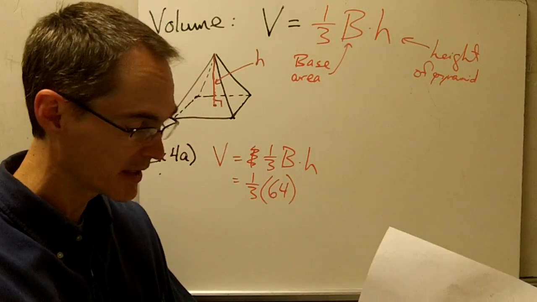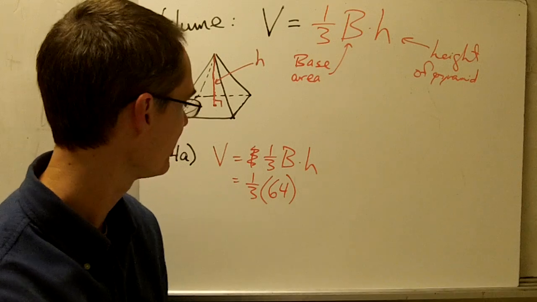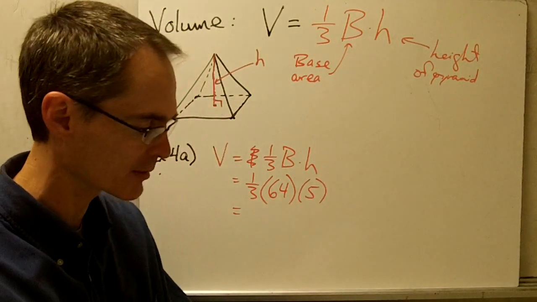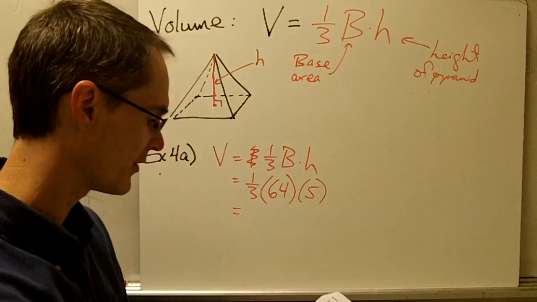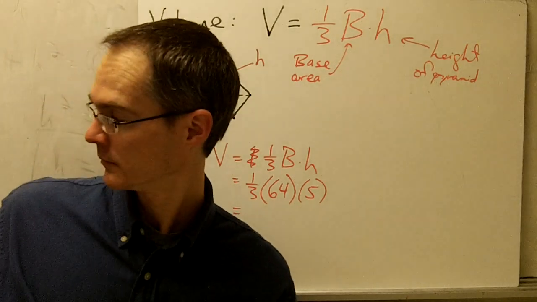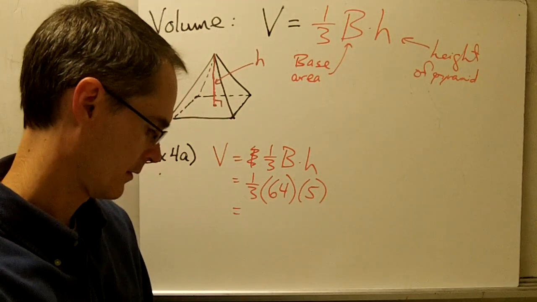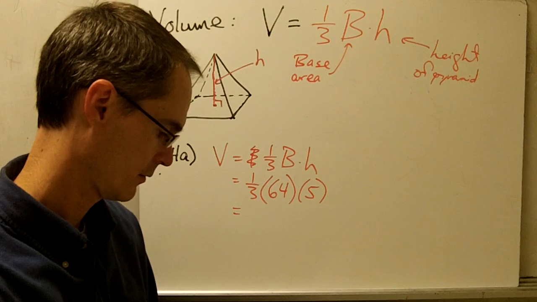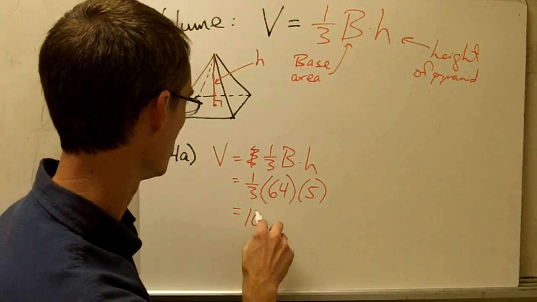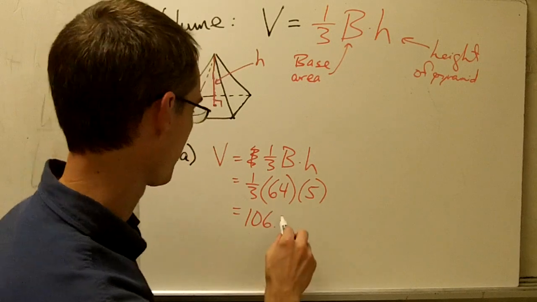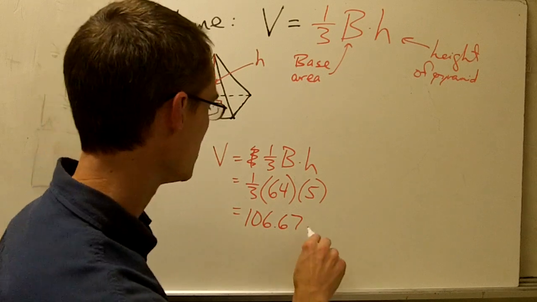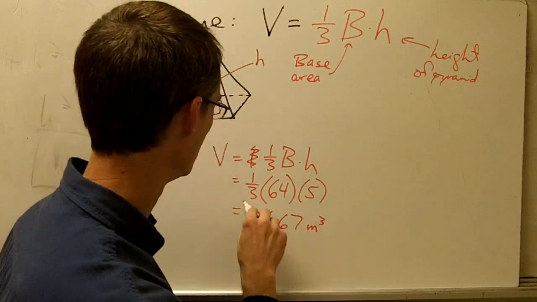And in this case, I'm given the value of the height. It's in the picture. It's 5. So I just need 1/3 times 64 times 5. And if I multiply those numbers out, I get 64 times 5 times 1/3. I get 106.67, and this is going to be in meters cubed.